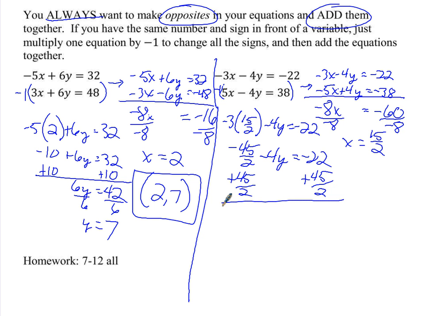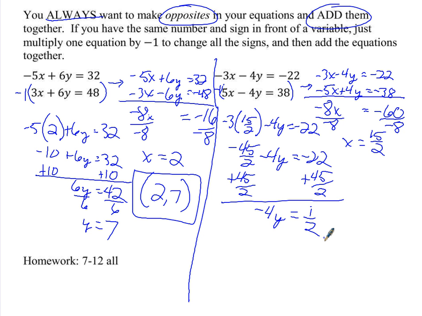And what do we get? Negative 4y equals, and now negative 22 plus 45 halves. You have a calculator in front of you. What do you get? 1/2. If I were to convert this, this would be negative 44 halves plus 45 halves, which gives me positive 1/2. Get comfortable with fractions. You can actually do that math faster in your head than you can typing it into a calculator if you get comfortable with fractions. So let your brain do that.